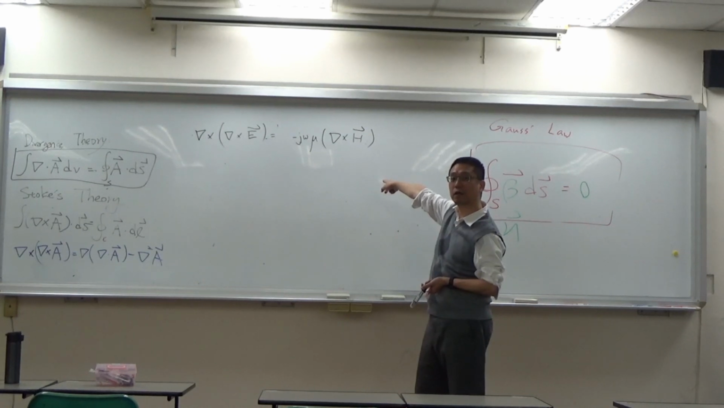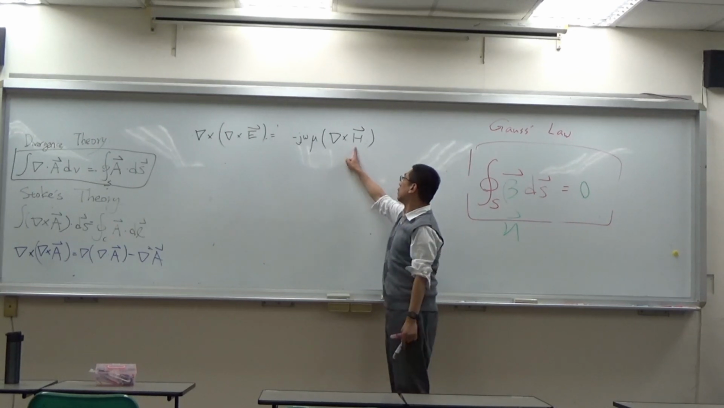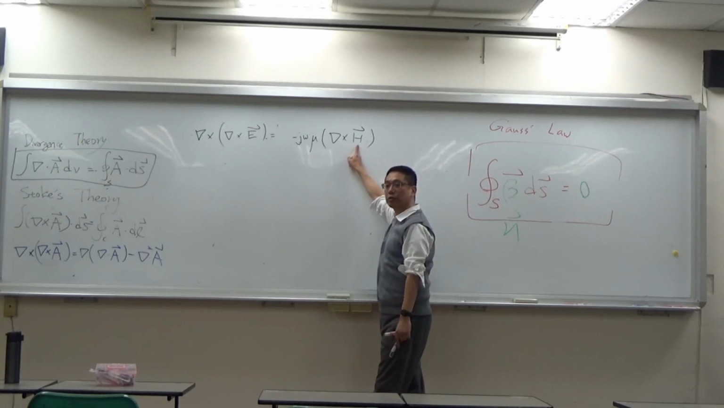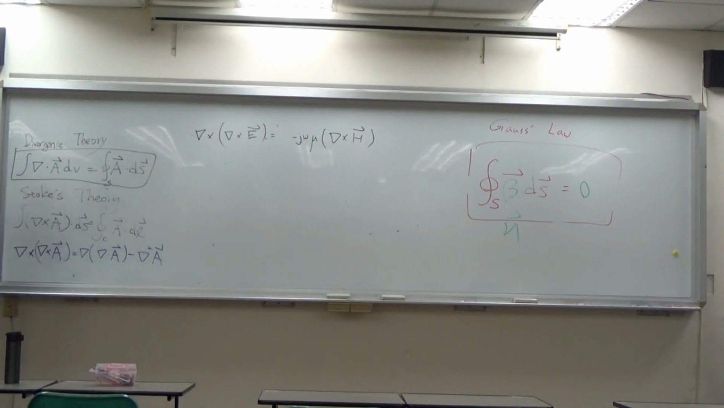Okay. Good question. What is the curl H? What is curl H? Curl H equals j omega D plus J, right? But I said it is in the air, so there's no source. So it is j omega D.